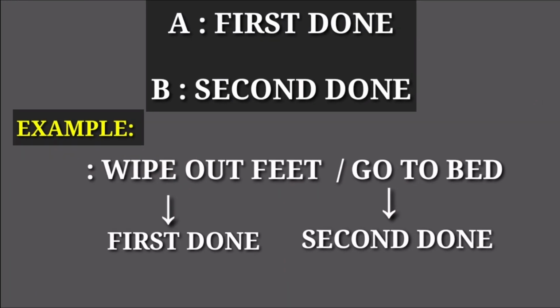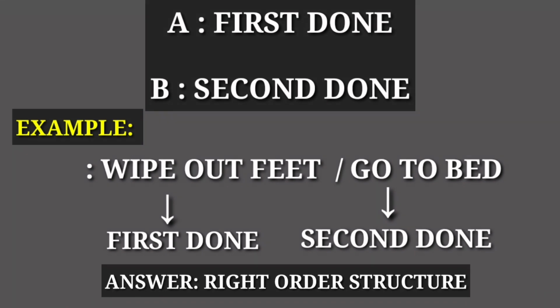In the structures, A means first done, whereas B means second done. Example for you: wipe out feet, go to bed. Here in this question, wipe out feet is first done, whereas go to bed is second done. So this question is in right order, and the answer is right order structure.